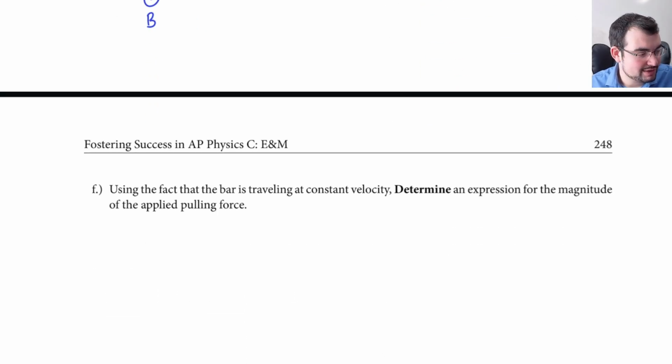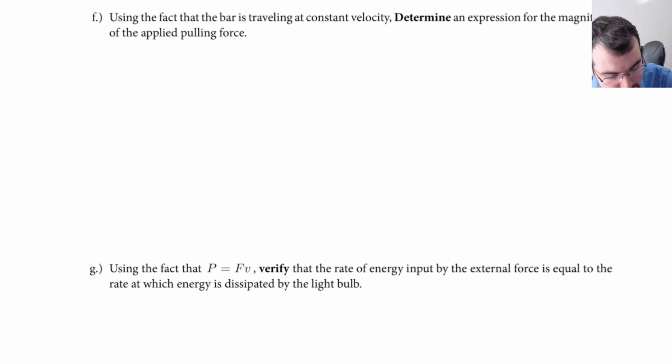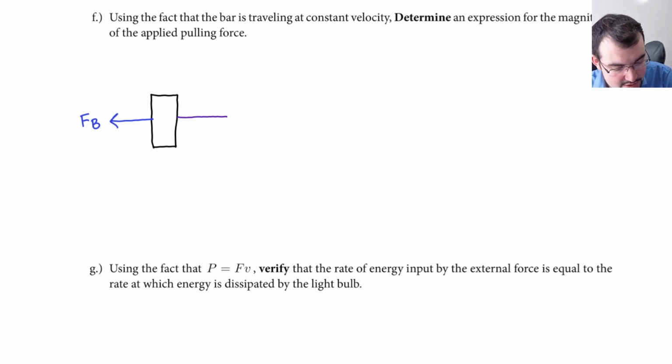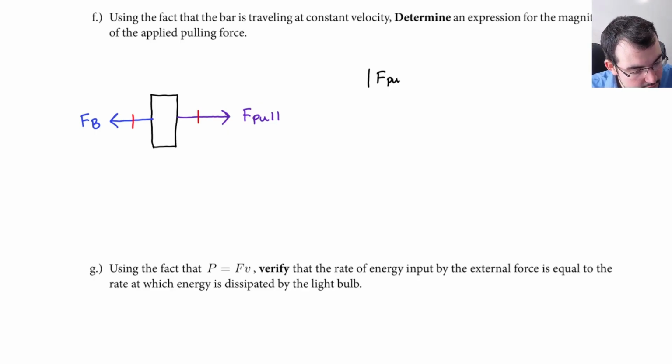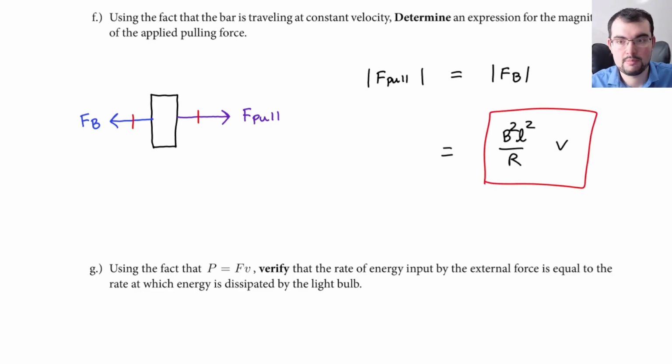Using the fact that the bar is traveling at constant velocity, determine the magnitude of the applied pulling force. Oh, well, that's really easy. If this bar is moving to the right, it's going to be experiencing a magnetic force. If it's moving at constant velocity, you must be pulling it exactly with the same force the other way. So F pull is going to be equal to the Bil force. And we said that was equal to B squared L squared over R times V. Cool.